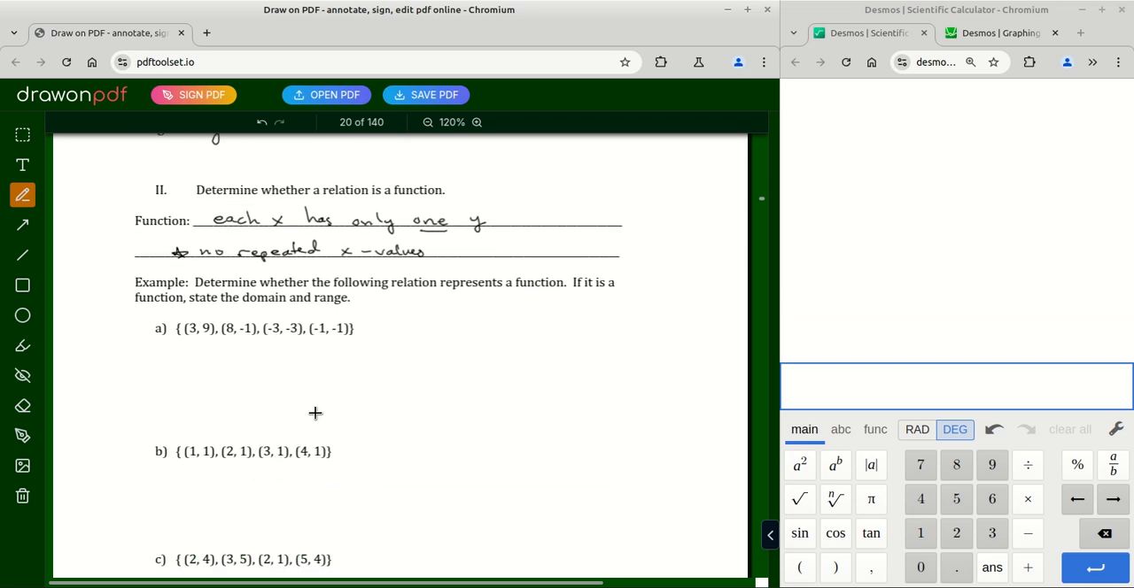When I'm talking x's and y's, we're talking points here. This is an x and this is a y for each one of these. Does each x have only one y beside it? If so, it's a function. If not, no good. Let's go and do that.